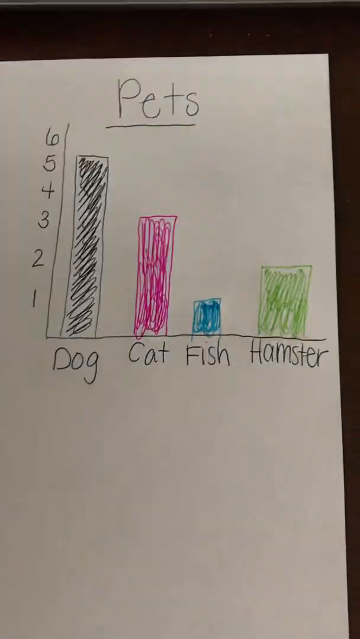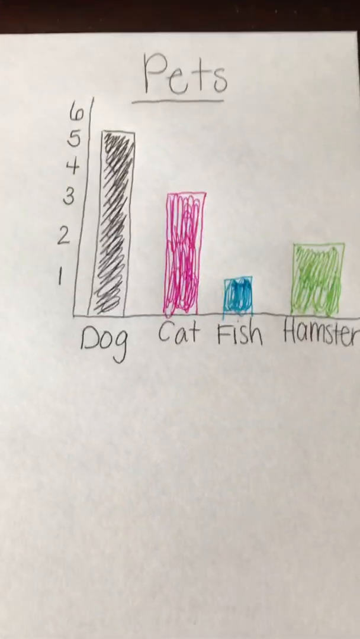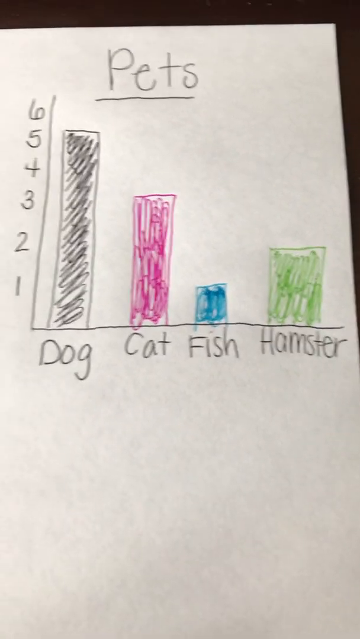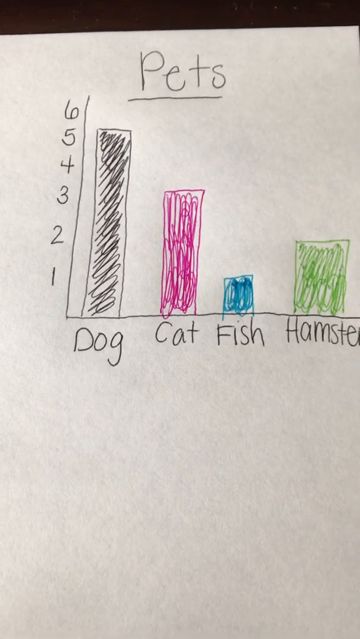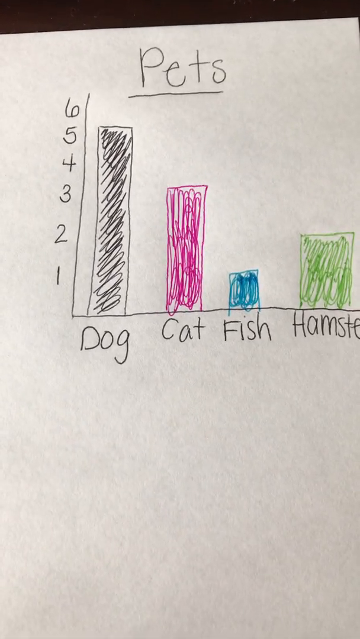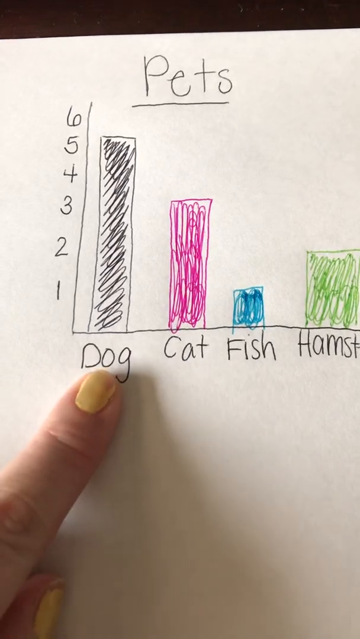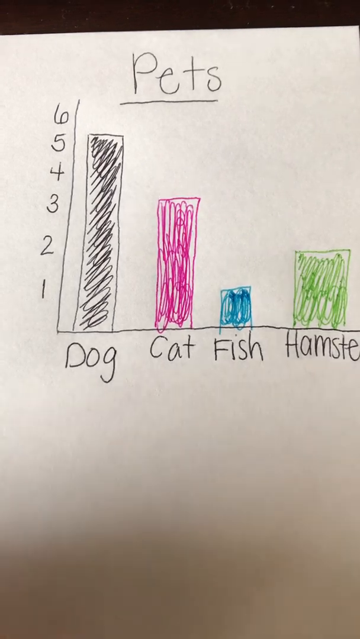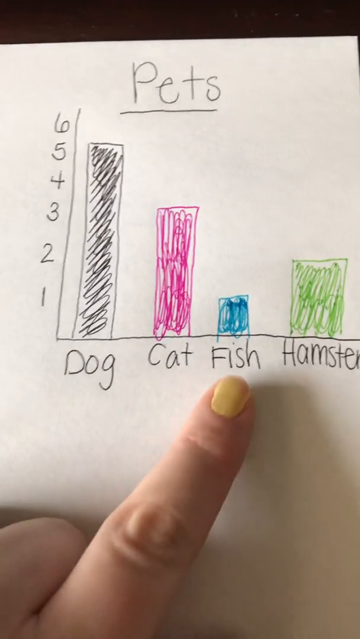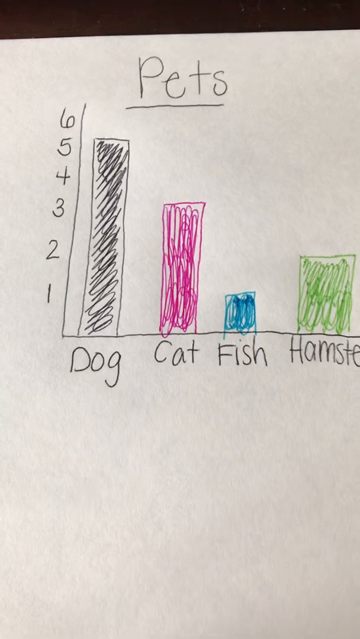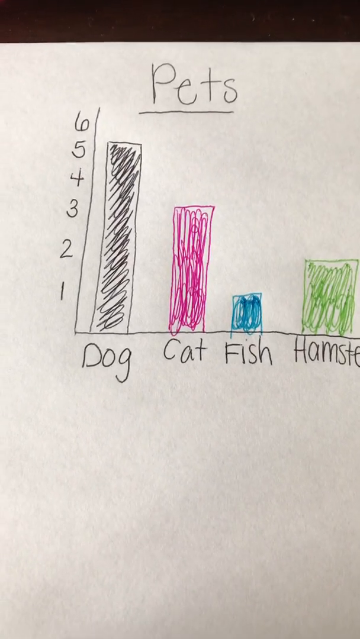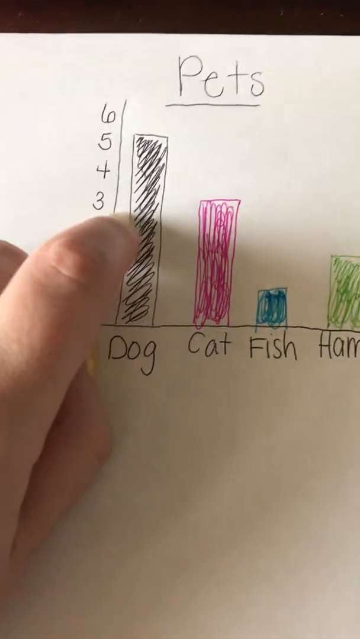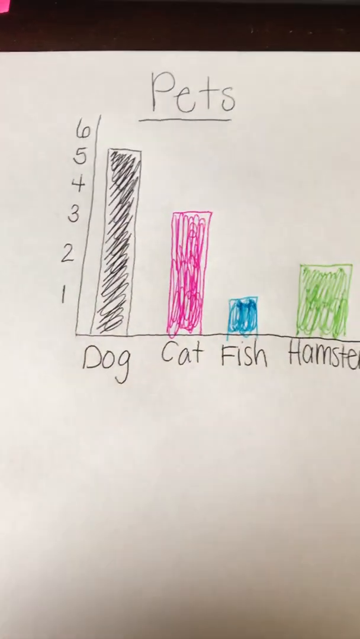Now that I've made my bar graph, I could answer questions about it if somebody wanted to ask me. If someone asked me, what is the pet that most people have in the survey? I would look at my data and find my bar that has the highest number, which would be dog. If someone asked me, what pet do the least amount of people have? My answer would be a fish. If someone asked me, what pet did 3 people say that they have? Well, now I have to look over here at my numbers and match it over, and my answer is cat.